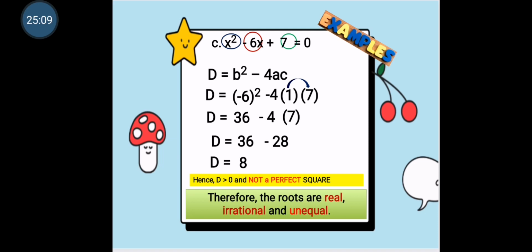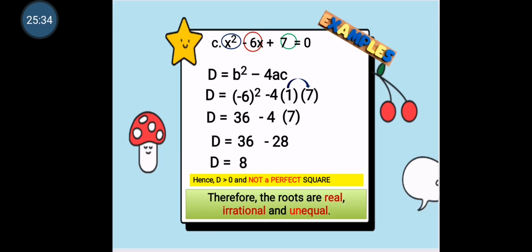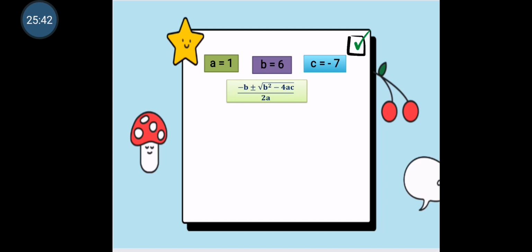So, ang expect natin, kapag naman greater than 0 and not a perfect square, ang nature ng roots po ng quadratic equation ay real, irrational, and unequal. Ibig sabihin, a real number siya. Irrational, it can be, ano ba to? Meron siyang imaginary number or square roots, ano. At the same time, hindi din po equal ang roots. Okay, let's prove it. So, ayun. Ang values po ng A niya ay 1, B is 6, C is negative 7.